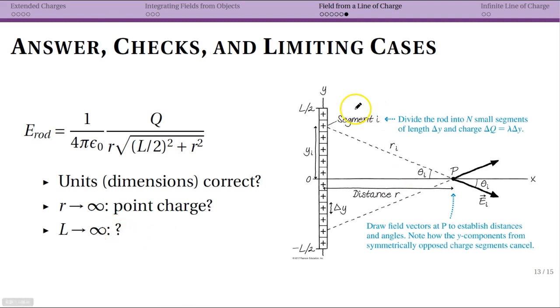The next question would be, well, what if the length of this went to infinity, which is the same thing as saying, well, what if we're really, really close to it? And in this case, we don't know what to expect. I know it's not going to look like a point charge. So in fact, that's what we're going to do in the next video, is look at what we get if we look at an infinite line of charge, which is what this becomes if we literally take the length to infinity, or if we just say that R is really, really small.